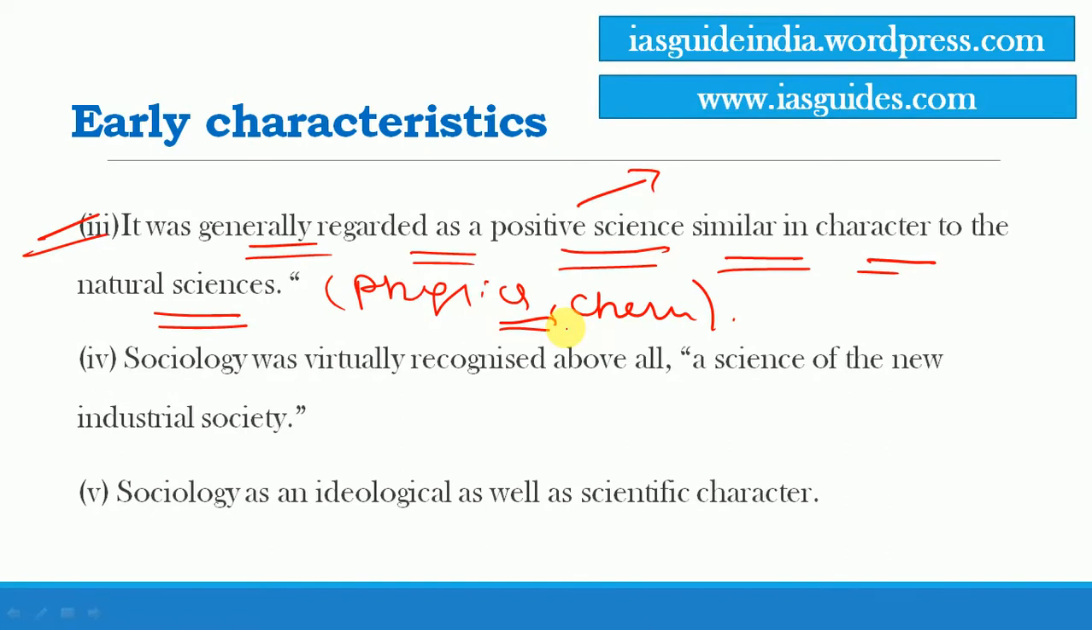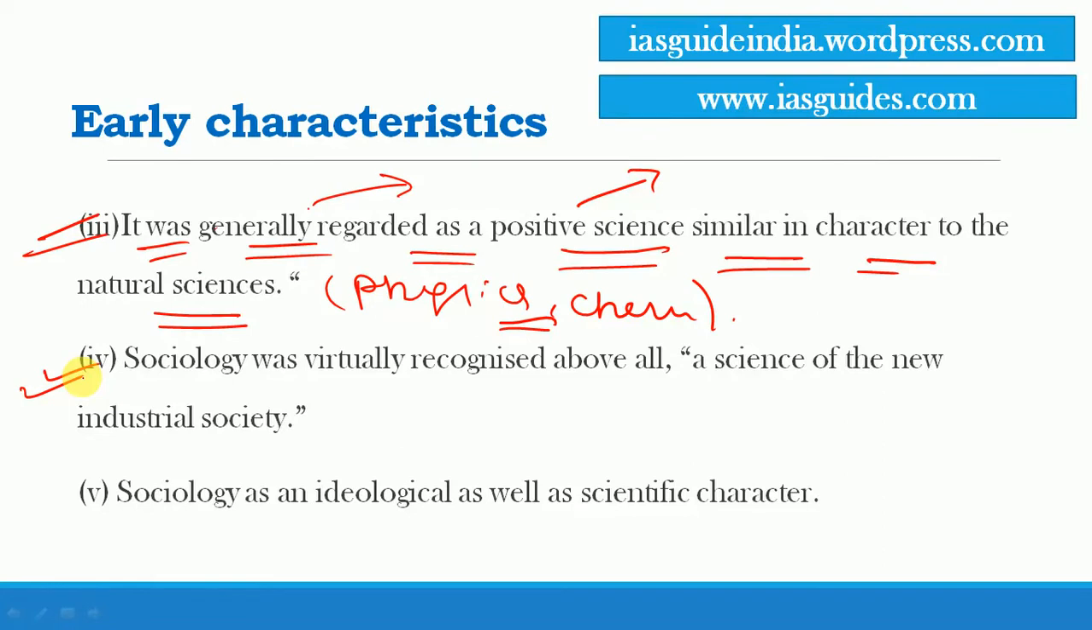Early sociology was regarded as positive science. It is not some kind of worthless explanation. Sociological explanations are real explanations of what is going to happen in the society. That is known as positive science. I'll repeat it again: it was generally regarded as positive science, similar in characteristics to natural science. Next point: sociology was virtually recognized above all as the science of the new industrial society.